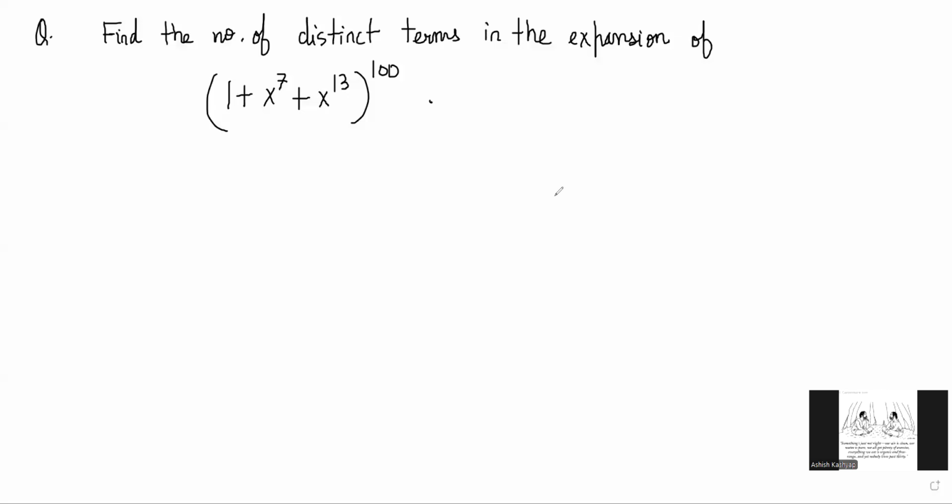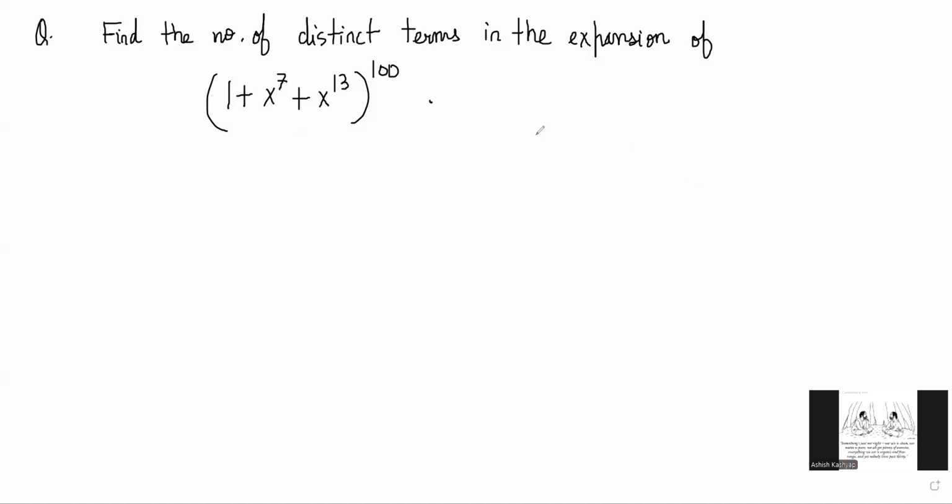Hi. One of the students asked a question which was a multinomial theorem question, and I wanted to solve this doubt. This question is quite tough. So let's discuss this. Find the number of distinct terms in the expansion of (1 + x^7 + x^13)^100.